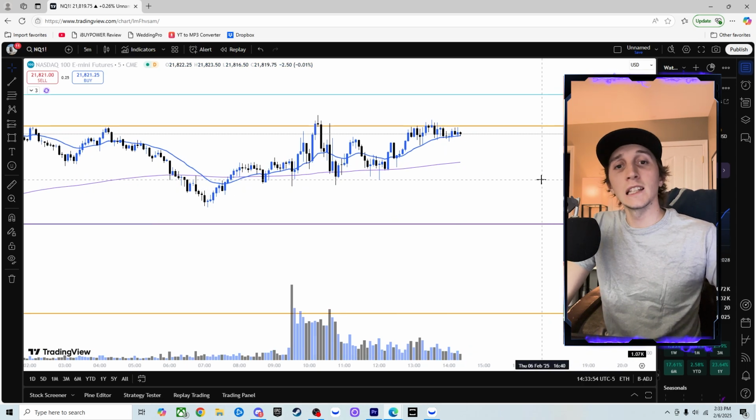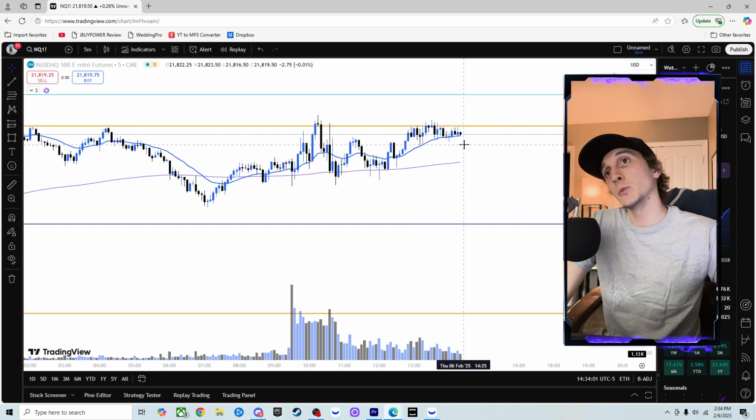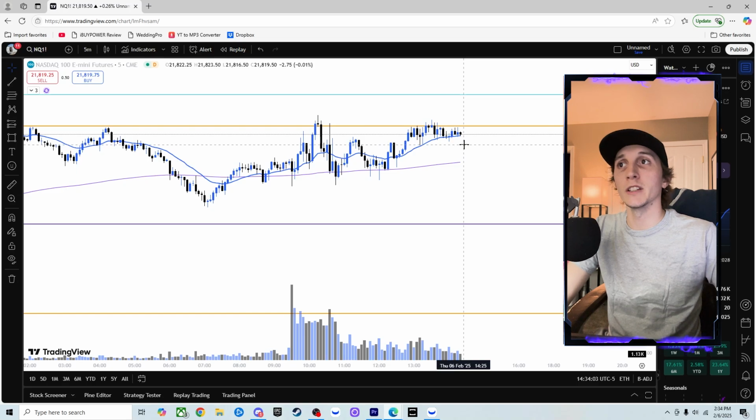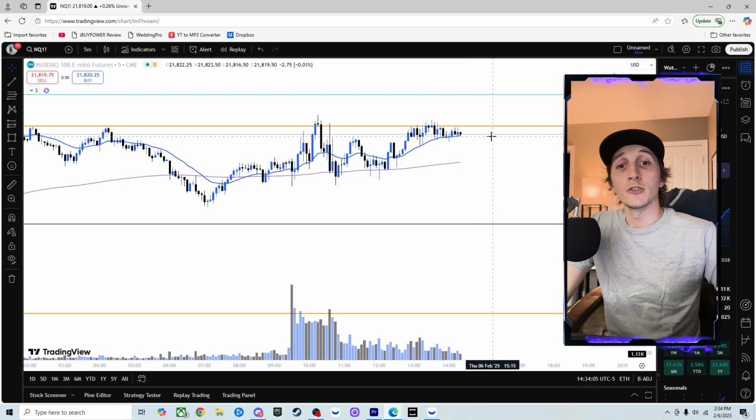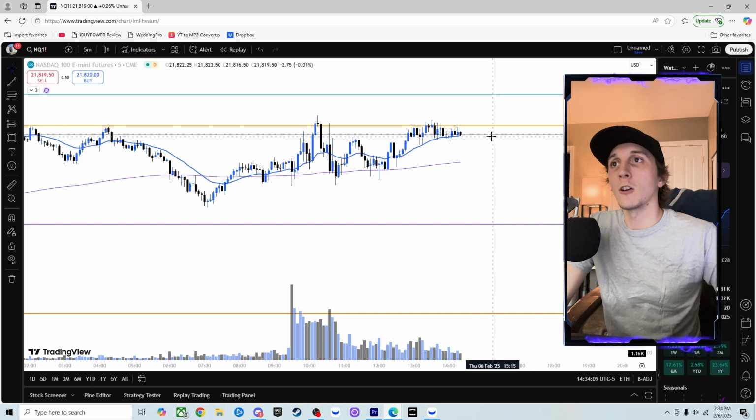Things can change, obviously. Like I said, if market structure starts to shift, then we can start looking bearish. We can look for a move from possibly the 20 EMA down to the 200 EMA. And then potentially a bounce there, because again, we're in an overall bullish trend right now.